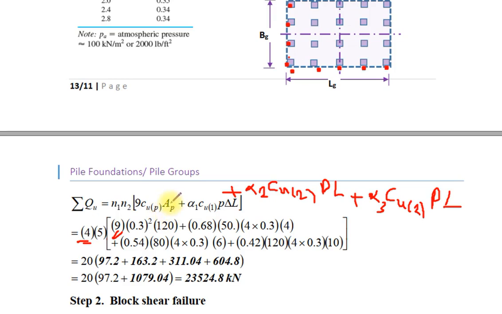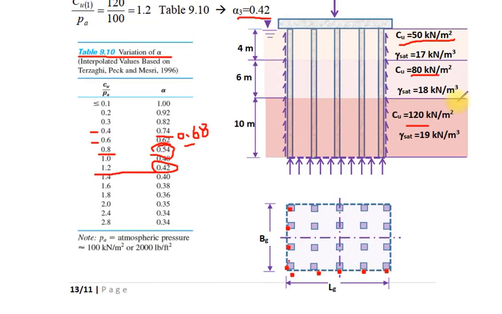AP, the area of pile, equal to 0.3 multiplied by 0.3. The dimension of the pile is 300 the width, and 300 the length, or 0.3 by 0.3 in meter. 0.3 square, the area of the pile, multiplied by end-to-end cohesion. Here the end-to-end cohesion, we have to choose the value at the tip of the pile. The value at the tip of the pile, end-to-end cohesion equal to 100.